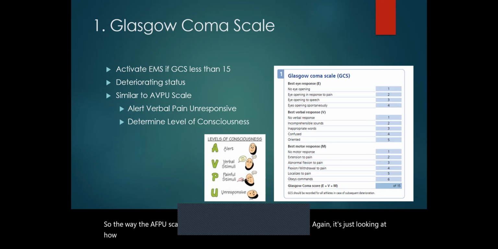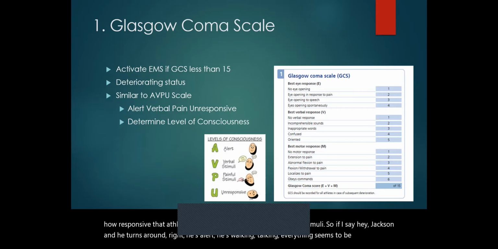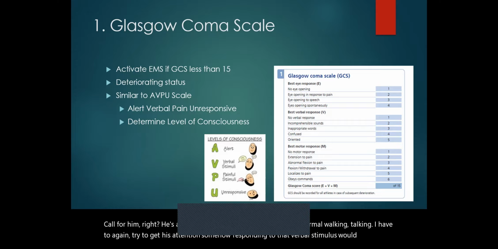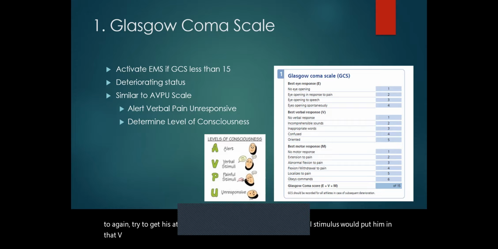So the way the AVPU scale works, alert, verbal, painful, unresponsive, again, it's just looking at how responsive that athlete or that patient is to different types of stimuli. So if I say, hey, Jackson, and he turns around, right, he's alert, he's walking, talking, everything seems to be fine. If he turns around only whenever I call for him, right, he's alert to a verbal stimulus. So he's not just normal walking, talking. I have to try to get his attention somehow. Responding to that verbal stimulus would put him in that V zone. If, again, not walking, talking, seeming fine, not alert to a verbal stimulus, I say, hey, Jackson, hey, are you okay? And he doesn't turn around.